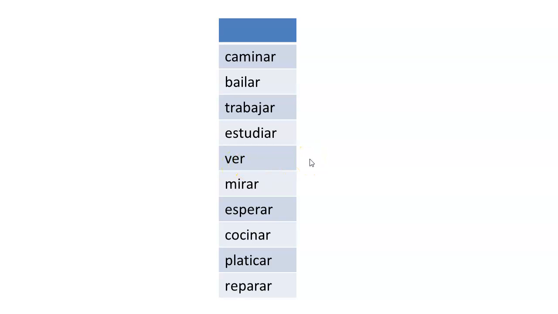Viendo, seeing. Mirar, to look at. Mirando, looking at. Esperar, to wait. Esperando, waiting. Cocinar, to cook. Cocinando, cooking. Platicar, to chat. Platicando, chatting. Reparar, to repair. Reparando, repairing. Okay, so now that you know how to do the participles, it's simple.